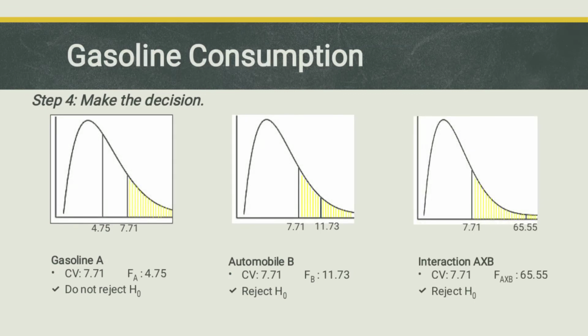Lastly, for the interaction of both factors, the critical value is 7.71 and the f value is 65.55. Since the f value falls in the critical region, we will reject the null hypothesis. In general, since the f value for factor B, 11.73, and the f value for interaction, 65.55, are greater than the critical value 7.71, the null hypothesis concerning the type of automobile driven and the interaction effect should be rejected.